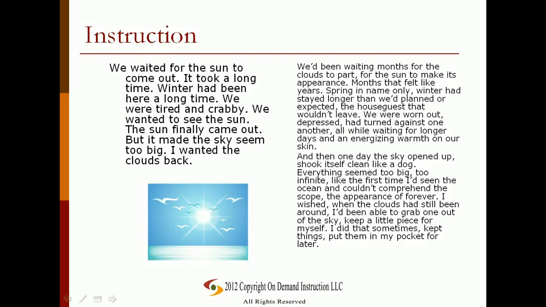Both give the basic idea that winter stayed a long time and that the writer wanted to see the sun, but the second one gives much more details, playing on the reader's senses, comparing winter to a house guest that wouldn't leave. The feelings of the writer: he was worn out and depressed. The sky opening up and shaking itself like a clean dog. The writer wishing he'd kept a piece of cloud and put it in his pocket. They all convey a vivid picture of experiences and events, setting, and character.